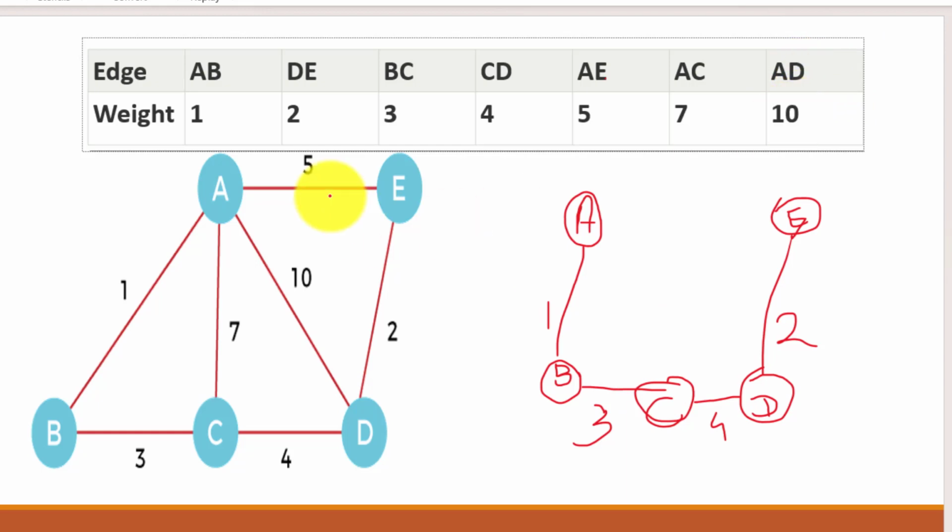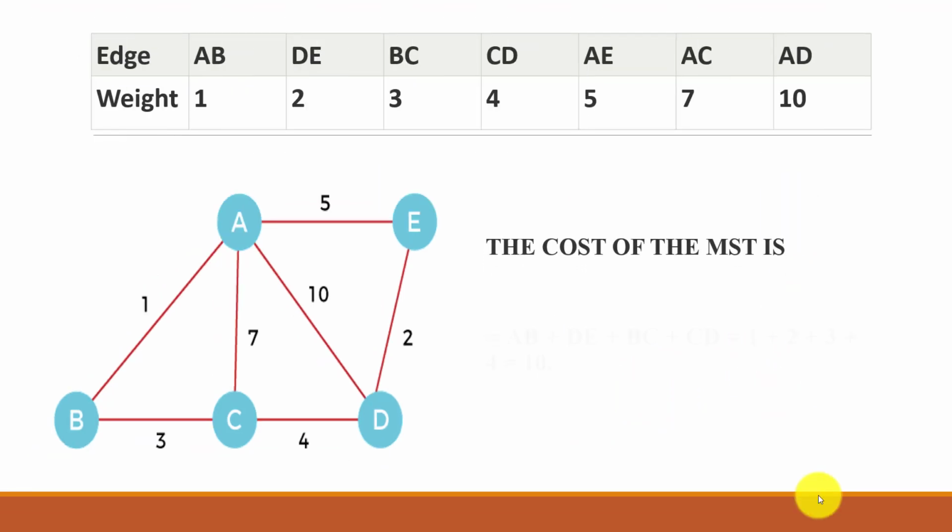Now after that AD, that is 10. Here again, if you connect this edge A to D, it will again form a cycle, and in a spanning tree we don't want a cycle. And here you can observe we got all the vertices, that is A, B, C, D and E. So I will get the minimum spanning tree. Now the cost of this minimum spanning tree is nothing but AB plus BC plus CD plus DE. So here the cost of this spanning tree is nothing but 10.